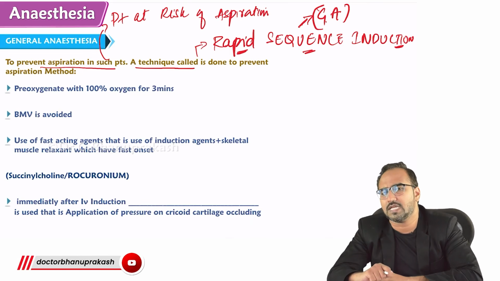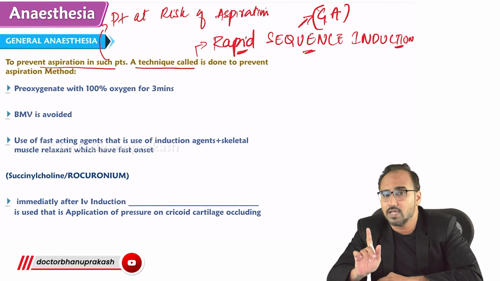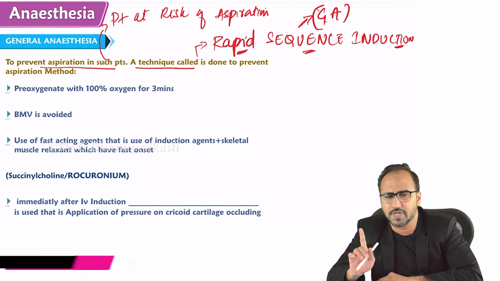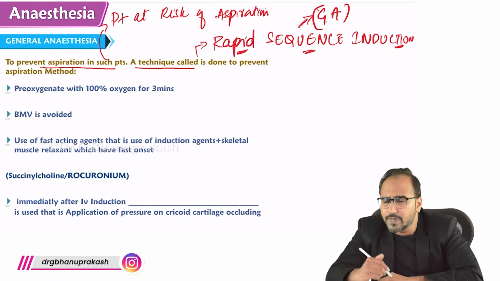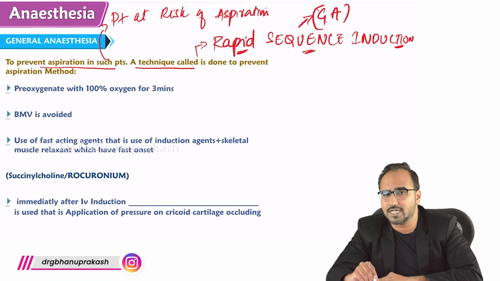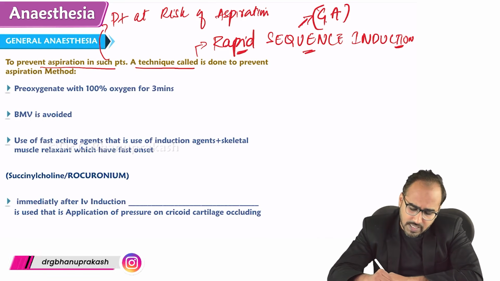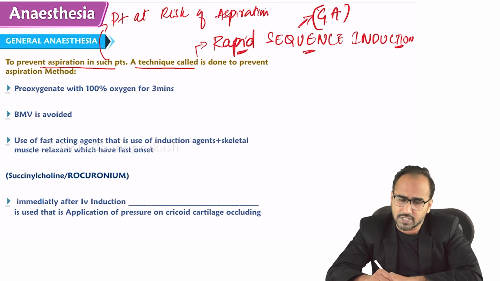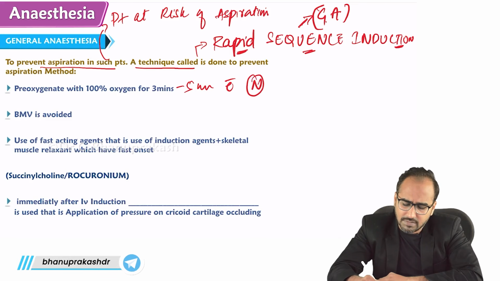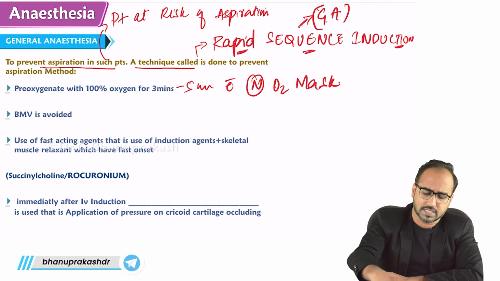So this patient is full stomach. How will you give oxygen to this patient? First of all, again like general anesthesia, rapid sequence induction also has some phases. First phase is pre-oxygenation. How will you pre-oxygenate the patient? That is very important. In rapid sequence induction, you pre-oxygenate the patient with 100% oxygen for 3 to 5 minutes with a normal oxygen mask.